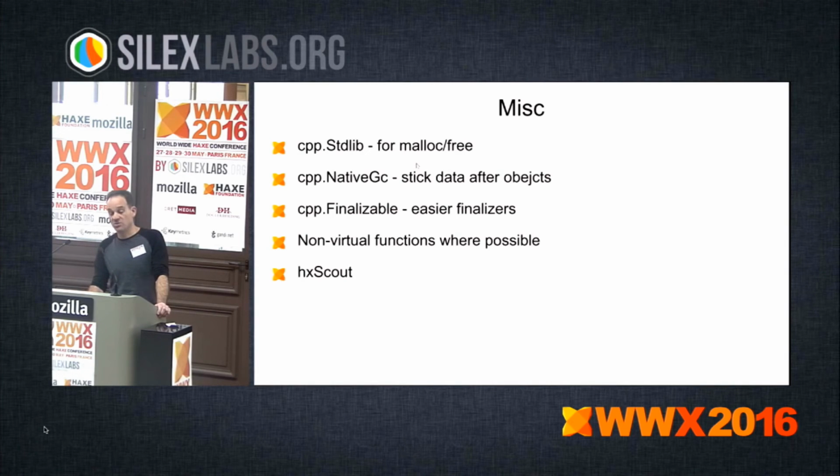The CPP also generates non-virtual functions where possible. So if you have a class that has a function in it, if that function is not overridden by any other class, it doesn't need to be a virtual function, and this lets the real C++ compiler make optimizations or inline it if it can. It's just sort of helping out the C++ compiler there. And the HX Scout project has been contributed by Jeff Ward, which is great for tracking down GC leaks and other issues with HXCPP allocations in general and profiling them. So you can get a reasonable improvement just by seeing what's hot in the allocation path.